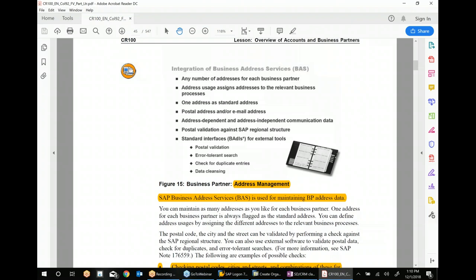This is the additional feature. You can define usage. So if you have multiple addresses, then what does each address do? If you have address one, address two, address three, what address one does, what address two does, what address three does. So each address can have a separate function. That also we can define in the business partner address. And what does the business partner address do for us?